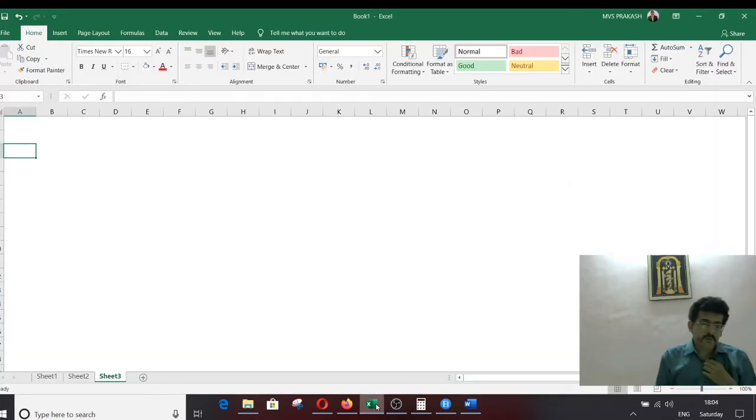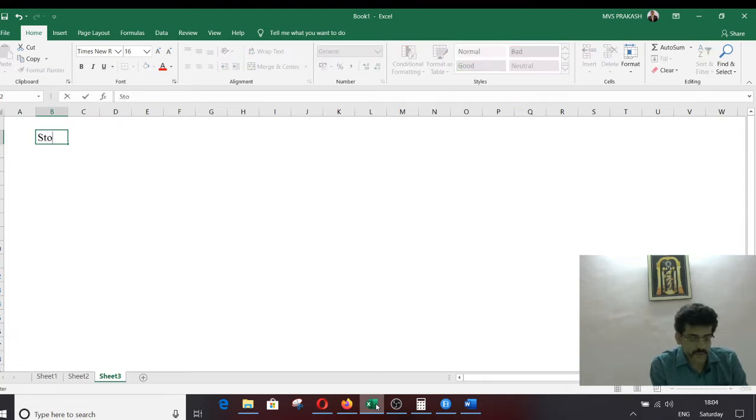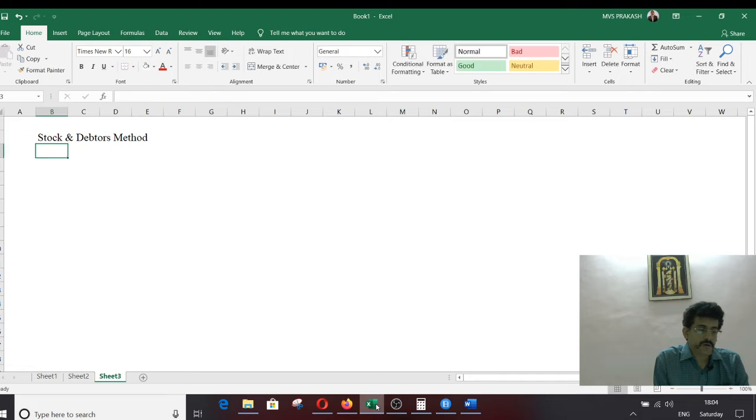Okay, so now let us move on to the next method, which is called the stock and debtors method. First, let us try to know what this method is. Then we'll see how we do the accounting here. So the name here is stock and debtors method.